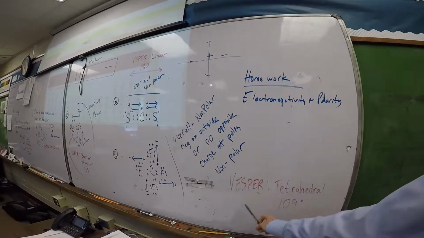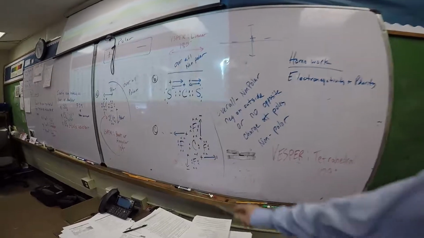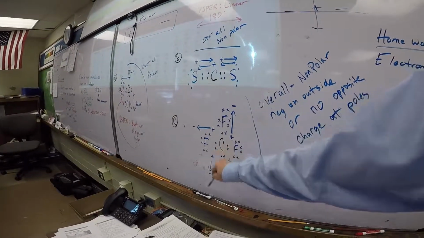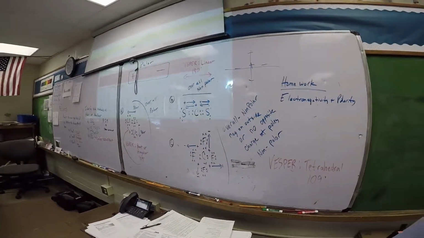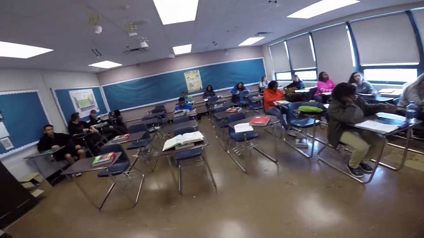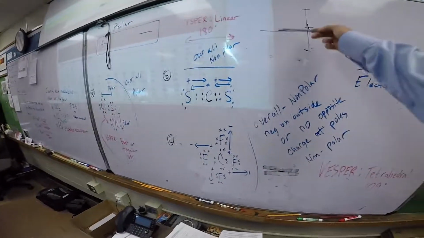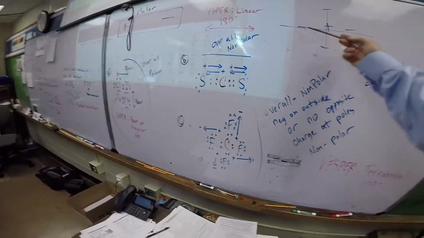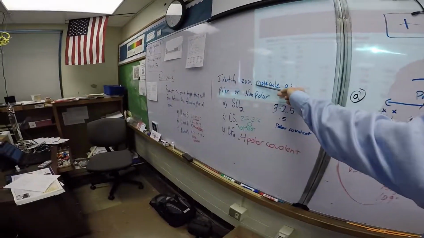That's nonpolar. The VSEPR shape is tetrahedral. That is, the bond angle here is around 109. Now we care about this, whether it's polar or nonpolar. Why? This is nonpolar because all the way around it is negative. They're asking about the overall molecule.